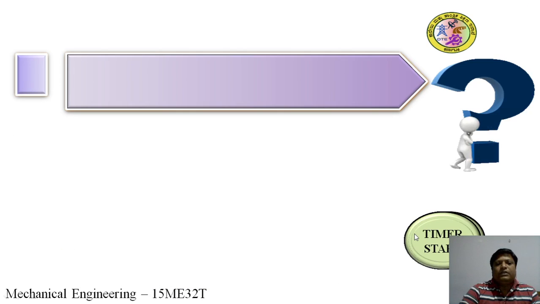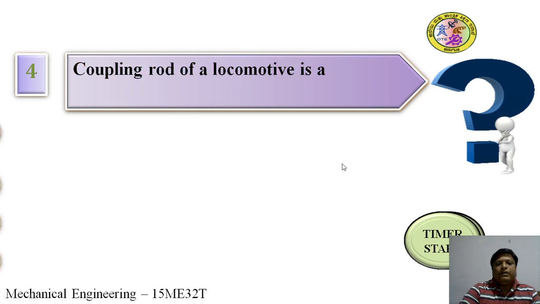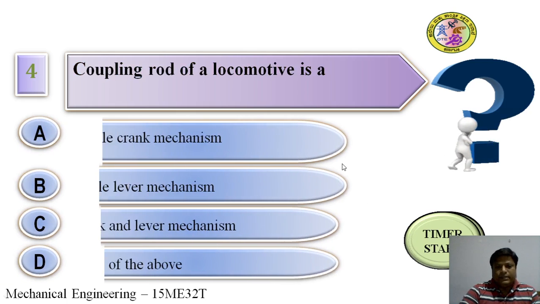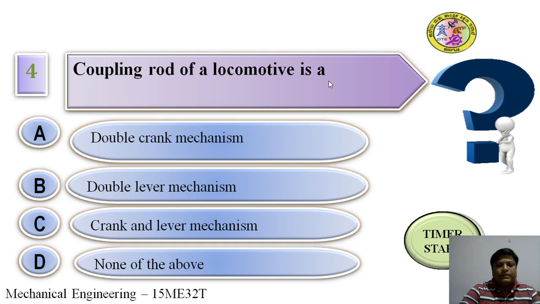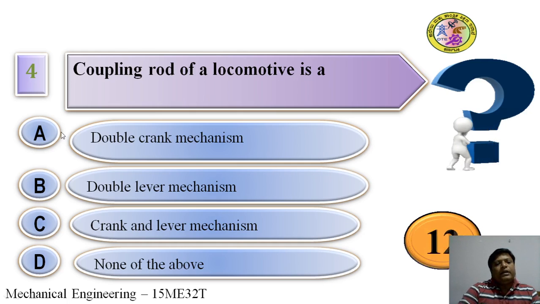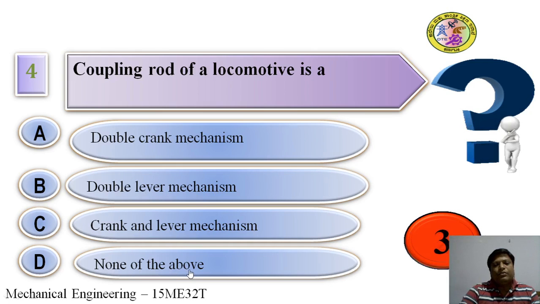Okay, let us move to question number 4. The coupling rod of a locomotive is a: option A, double crank mechanism; option B, double lever mechanism; option C, crank and lever mechanism; option D, none of the above. Once again, the coupling rod of a locomotive is a... Time is out.